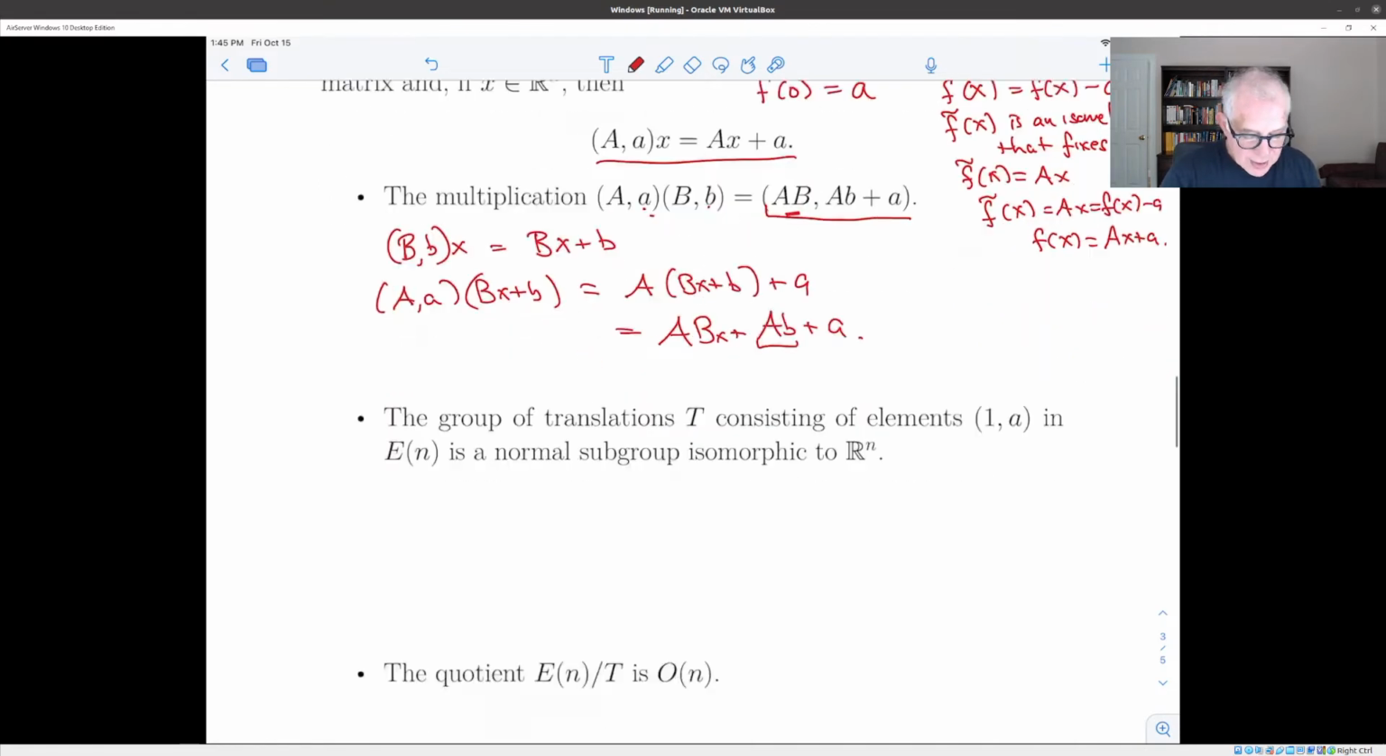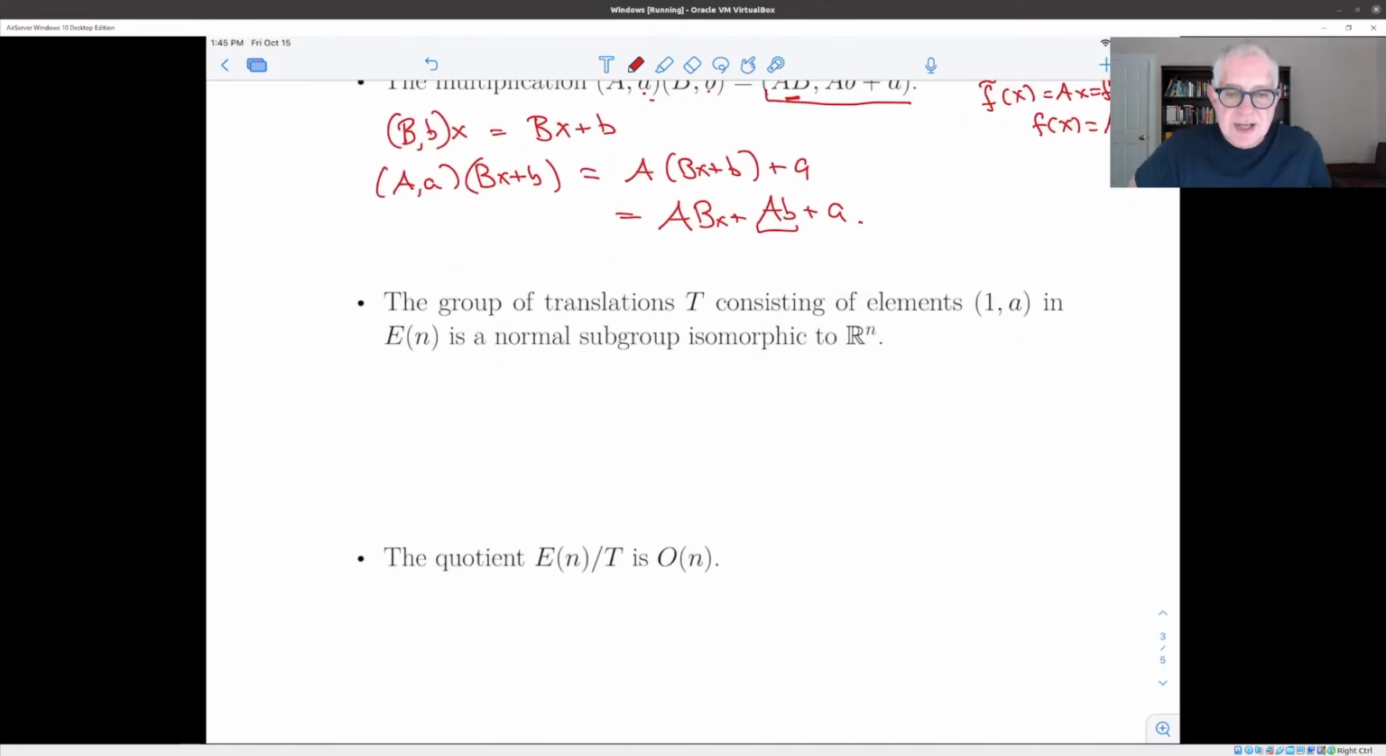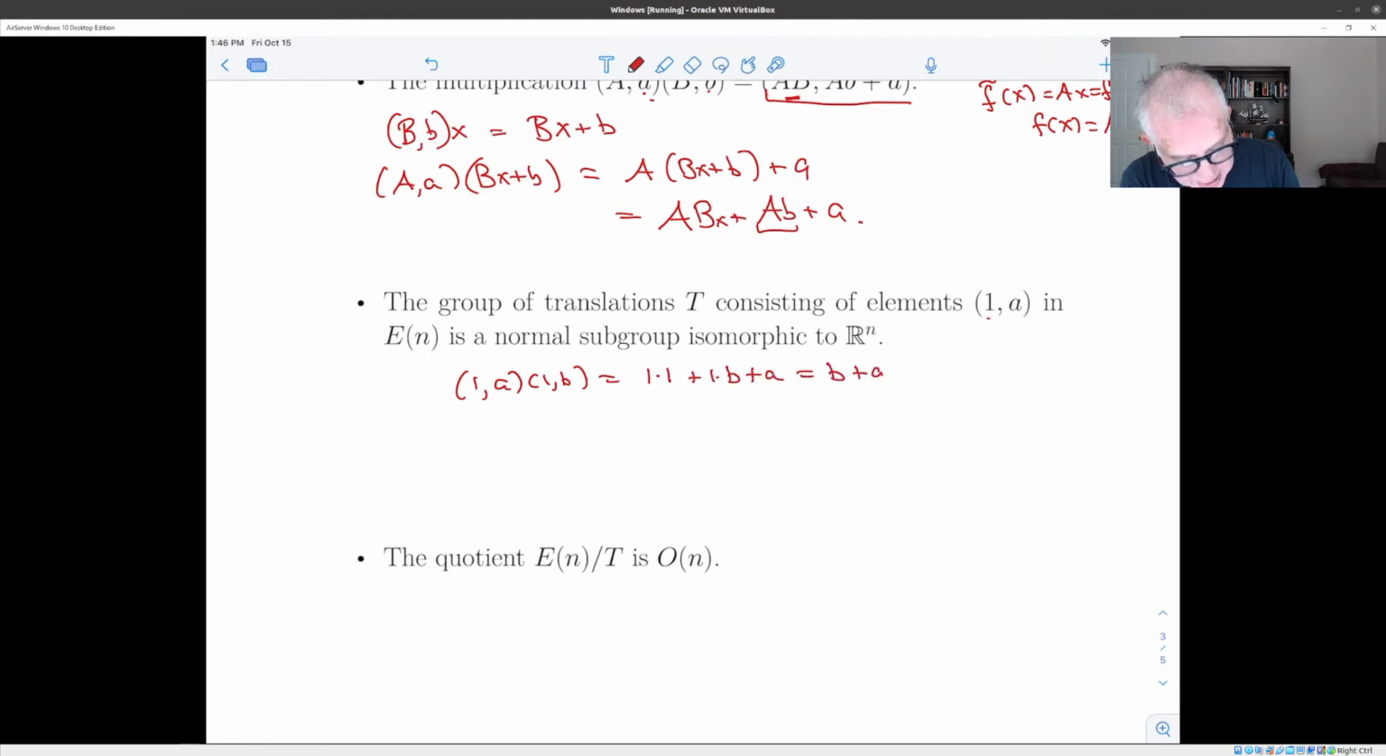However, the translations are a subgroup, and they live in there as the combinations where the first component is the identity matrix, and you can check that (1, a)(1, b), according to this formula, should be 1 times 1, which is 1, plus 1 times b, which is b, plus a. In other words, it's b plus a or a plus b. So the translations are a subgroup of this group. And in fact, they're a normal subgroup. And we can see that.